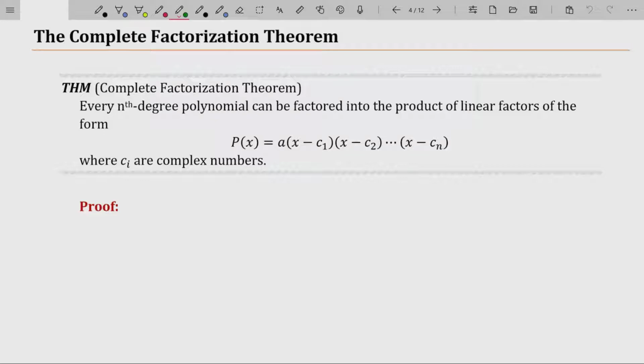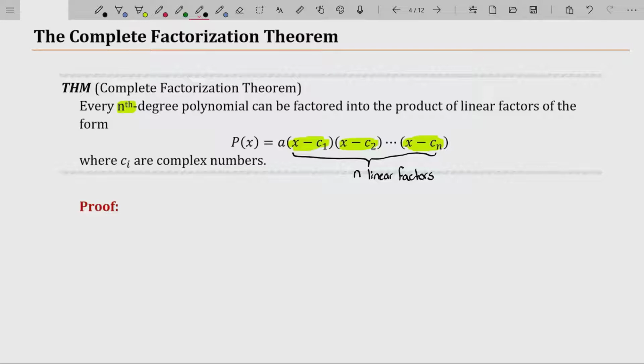Notice I stated this is an nth degree polynomial, and you have 1, 2, 3, 4, 5, 6, and so on and so forth, all the way up to n linear factors. That's critical. C sub i here are all complex numbers, by the way, so they might be 5s, they could be i, they could be 3 plus i, they could be pi. All of those are complex numbers. And I went ahead and wrote down that there are n of those linear factors.